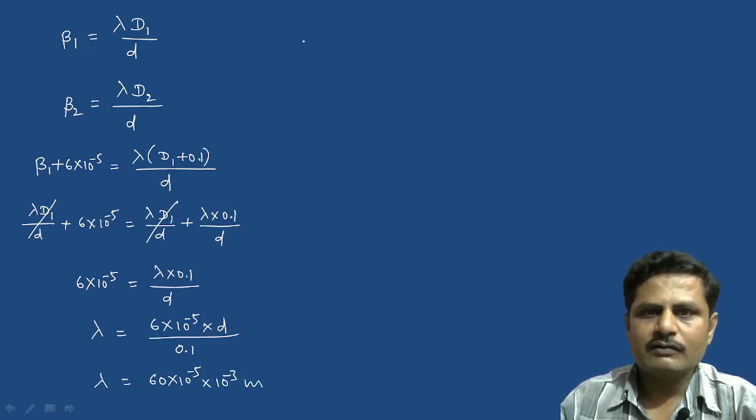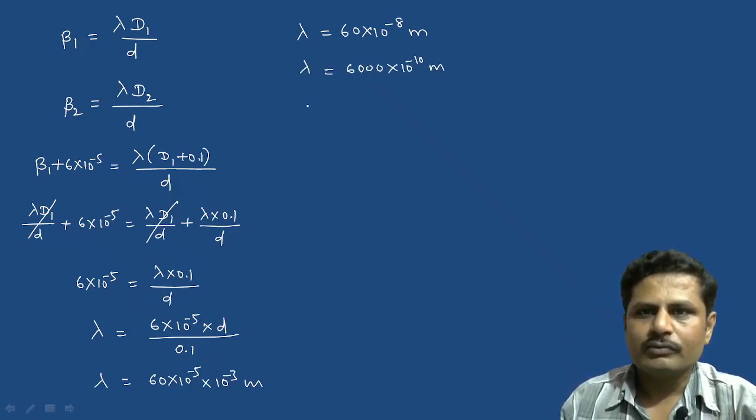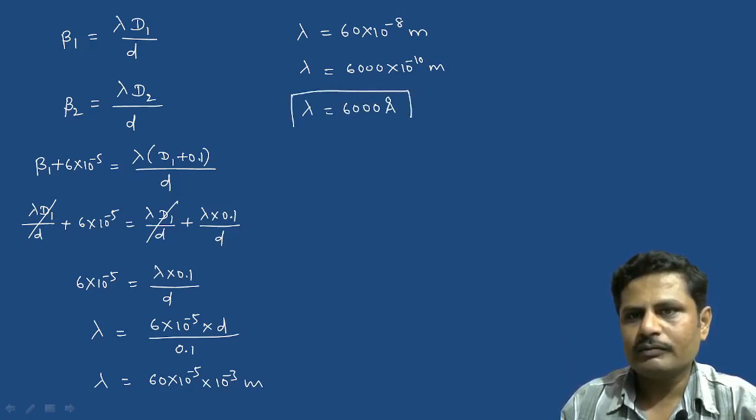Now this can be written as lambda equals 60 into 10 raised to minus 8 meter, or else we could write 6000 into 10 raised to minus 10 meter, or in terms of angstrom, that is 6000 angstrom. This is the wavelength of the light used in this experiment.